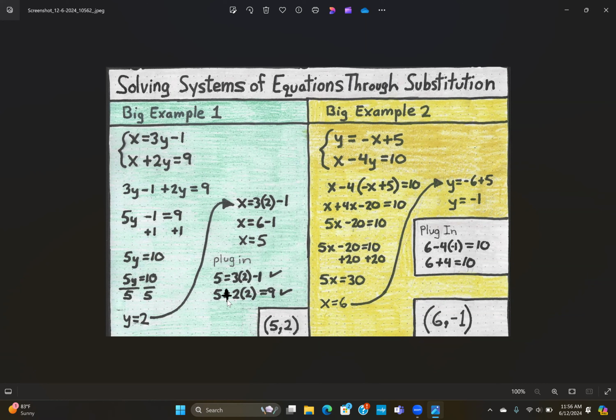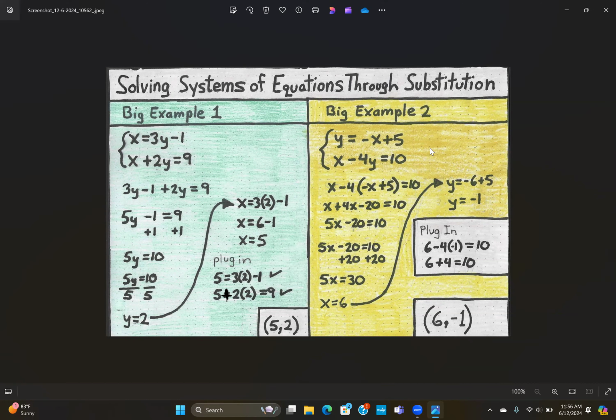And 5 plus, and I know that looks like a Christmas tree, but that's actually a plus sign, ink blot, that kind of thing. So 5 plus 2 times 2, which is 4. So 5 plus 4 is equal to 9. So this one checks out. And our solution is (5, 2).